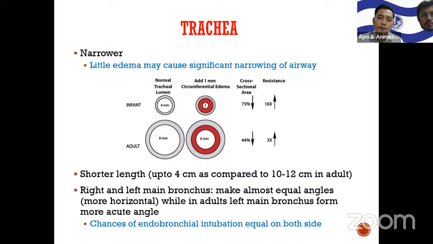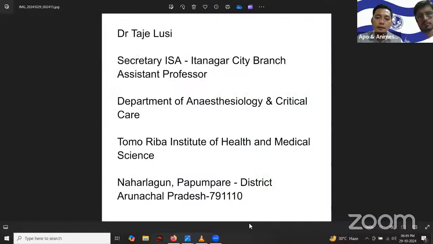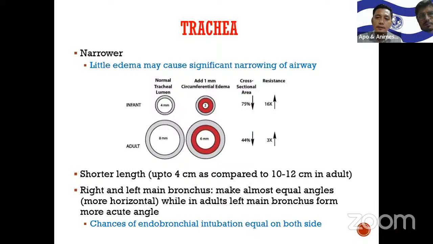Any circumferential edema of 1 millimeter may cause a 75% reduction in the cross-sectional area, while in adults it's only up to 44% of the cross-sectional area. With this 75% reduction in cross-sectional area, the airway resistance increases 16 times, while in adults it's only 3 times.